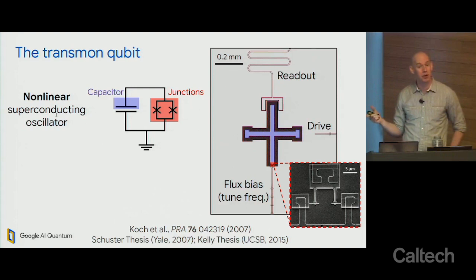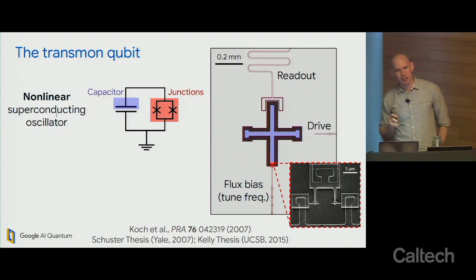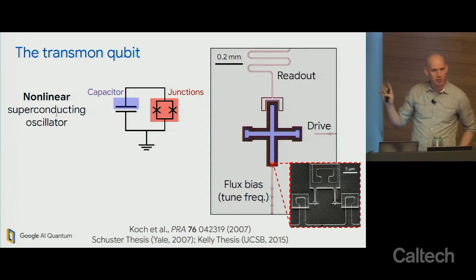On the right are microscope pictures that show you what this really looks like in real life in our implementation. So this is a thin film of aluminum that is patterned, in this case, on sapphire. And this cross here is the top plate of this capacitor. And there's a capacitance between the cross and this aluminum ground plane that's all around it. The cross is also connected to that ground plane through two parallel Josephson junctions, which you can see here. And a picture of an object like this was what we were looking at on the last slide.